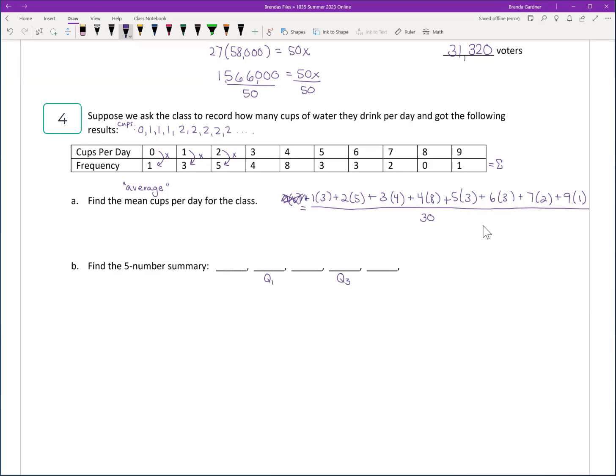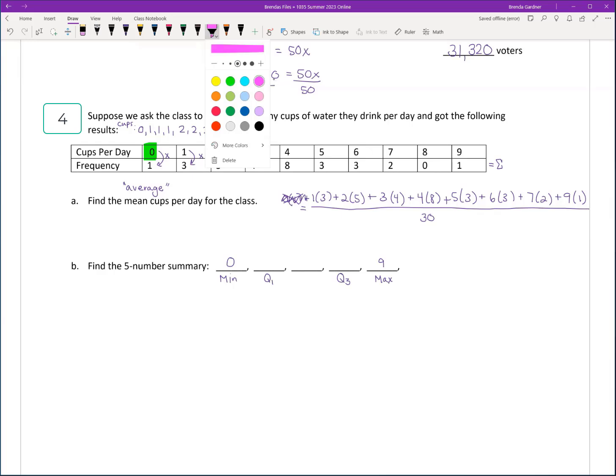So let's talk about, first of all, the first number, which is your minimum. And that would be the minimum number that appears. In this case, it would be 0. So somebody had 0 cups of water per day. And then let's just jump over to the max, which would be 9. Someone mentioned that they drink 9 cups per day. So that's going to be your max. Just write that.